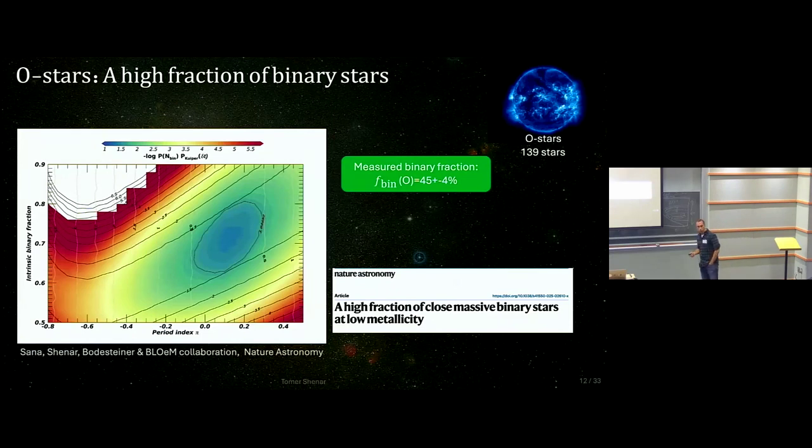I remind you, this is the first time we're actually exploring multiplicity systematically at low metallicity. We didn't know what we would find. Lo and behold, we find a high binary fraction. We measure a binary fraction of 45%.